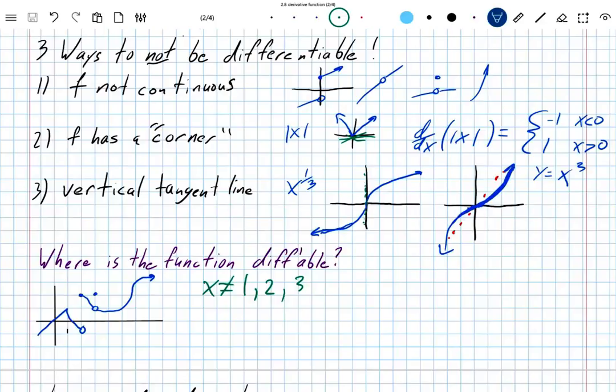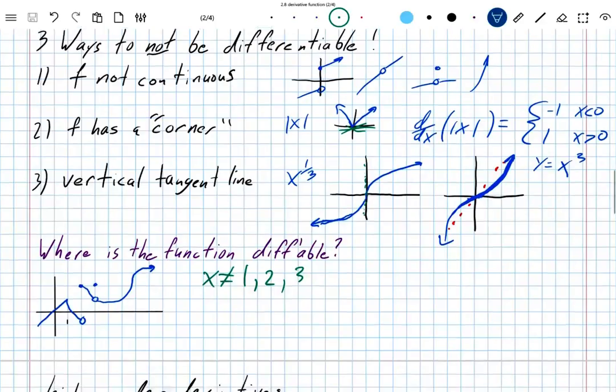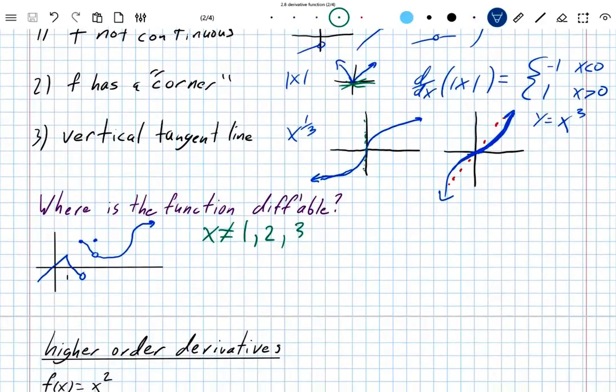Okay, that is it for differentiability. Next up is going to be higher order derivatives.